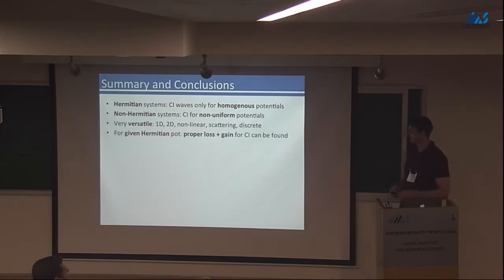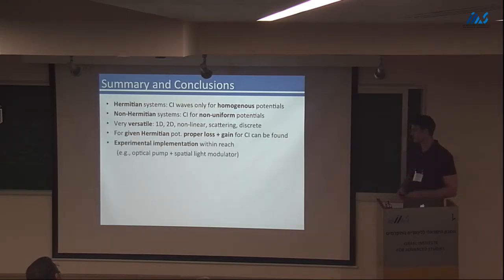And actually this class of potentials we studied is not really a restriction, because for a given Hermitian potential, you can find the proper loss and gain by this iterative scheme more or less easily. Another point that we consider important is that the experimental implementation of our findings should be within reach. For example, if you think of a laser system that is optically pumped, you can get a spatially dependent imaginary part of the refractive index there by not uniformly pumping the system, but by using a spatial light modulator.